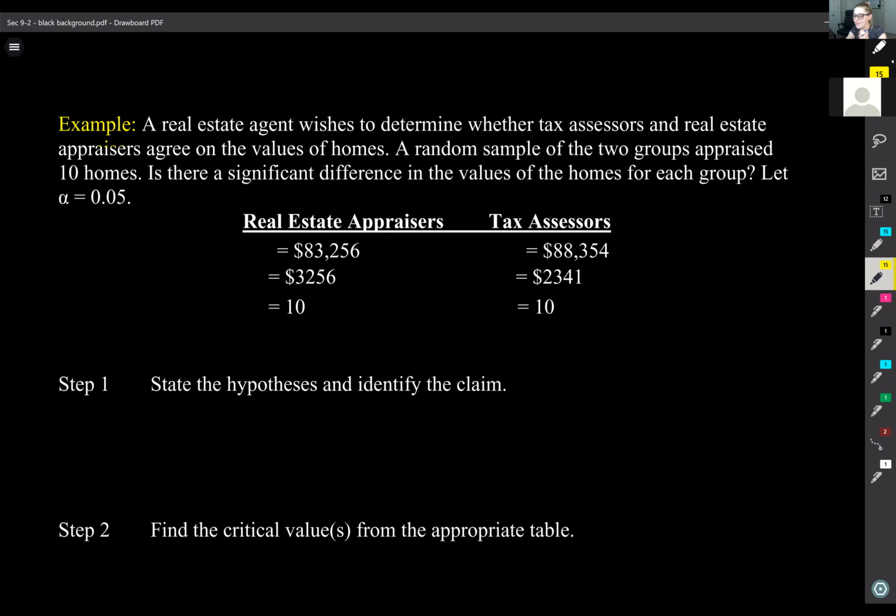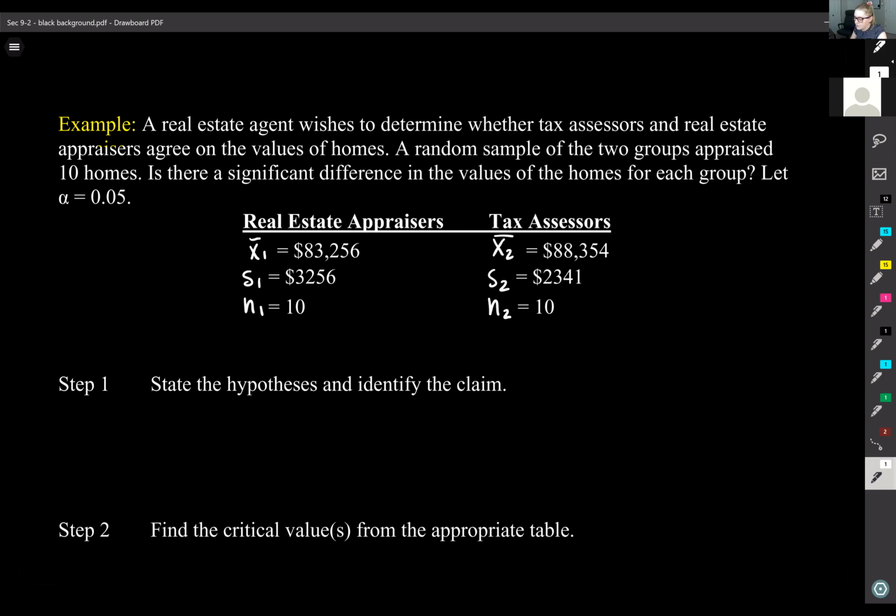So anyways, we have some information given. Whenever I convert it to a black background, it leaves some things out. So this should be X1 bar, this should be S1 and N1, and this should be X2 bar, S2, and then N2. So we have a sample mean for the prices of homes for the real estate appraisers, and then the sample standard deviation, and also the number of homes in this sample. And we have that for both the real estate appraisers and the tax assessors.